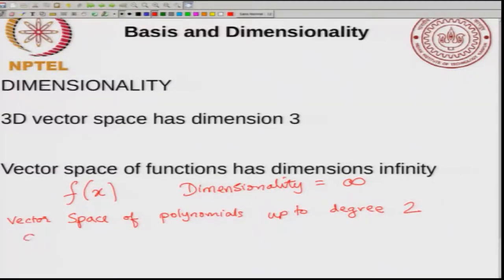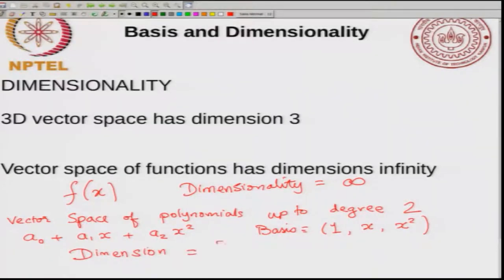So that will be of the form a 0 plus a 1 x plus a 2 x square. Okay. So, that is what a typical polynomial will look like. Now, what is the basis for this vector space? Okay. And you can convince yourself that one choice of the basis is 1, x, x square. Okay, that is the obvious choice of basis, because any polynomial of degree 2 I can write as something into 1 plus something into x plus something into x square. So, that is how you define a polynomial of degree 2. So, basis is 1, x, x square, and the dimensionality or the dimension of this is equal to 3.